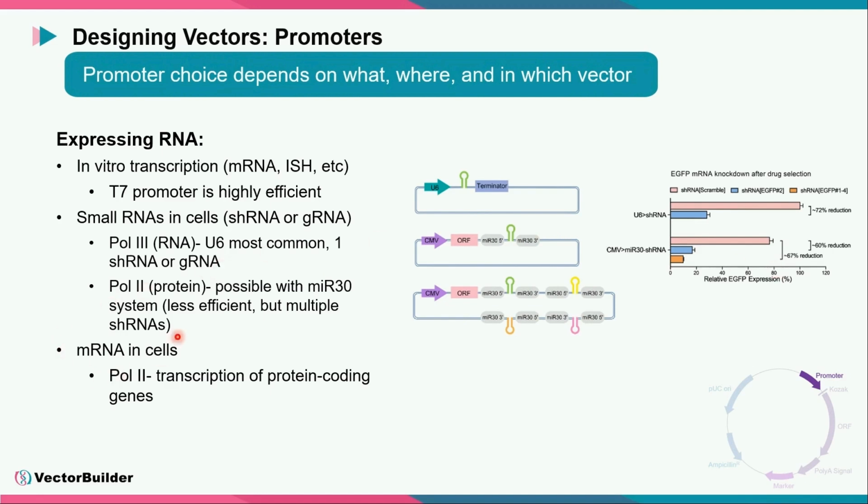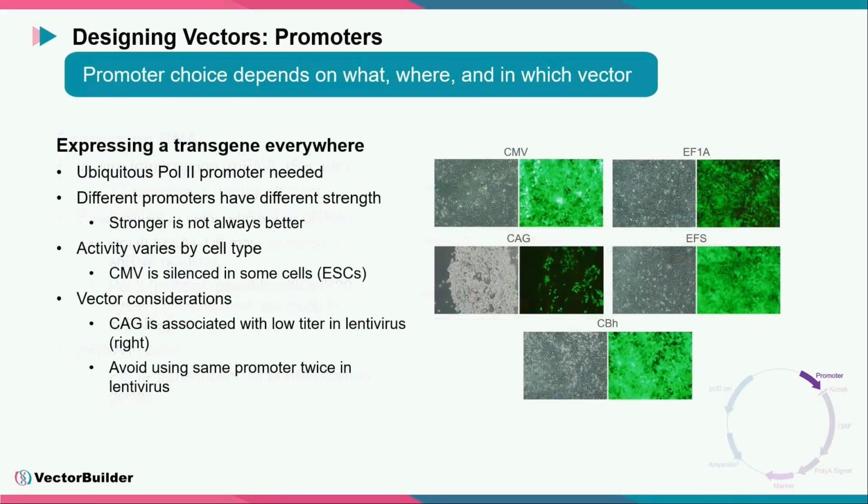Now, finally, if you want to produce mRNA in cells, if you want to create a protein, you're just going to use a Pol2 promoter. But now we have a lot of other considerations that we have to take into account. So if we want to express a transgene, we have to now think about where, when, and in which vector. For the where, if we want it everywhere, we have a variety of different ubiquitous promoters to choose from.